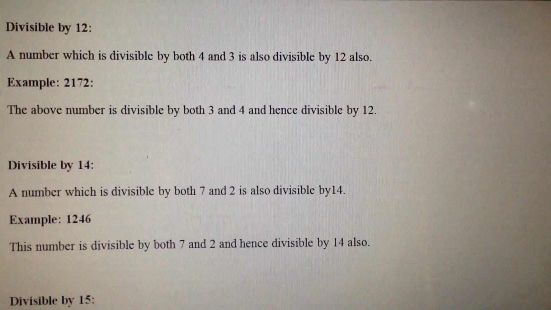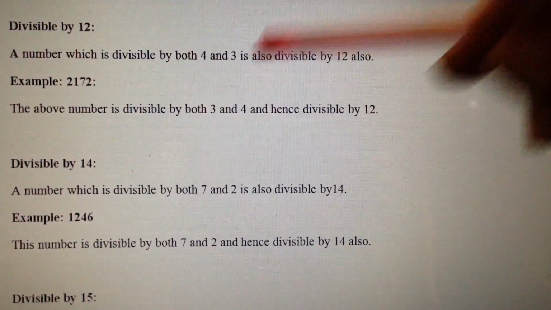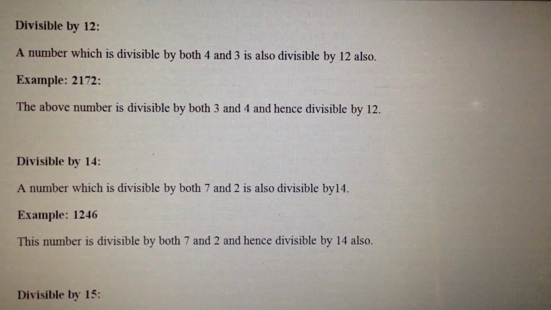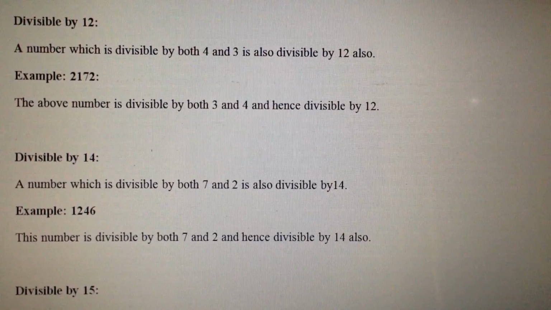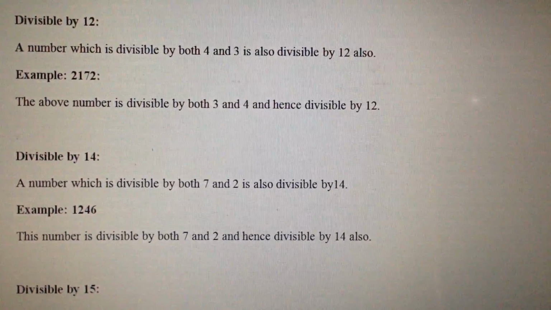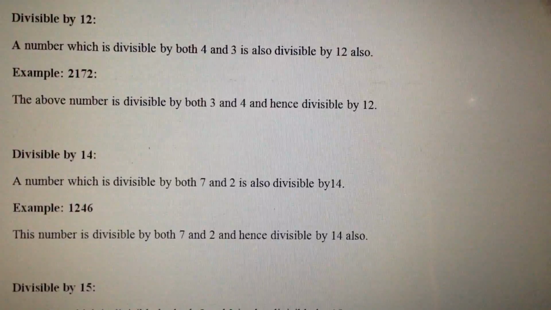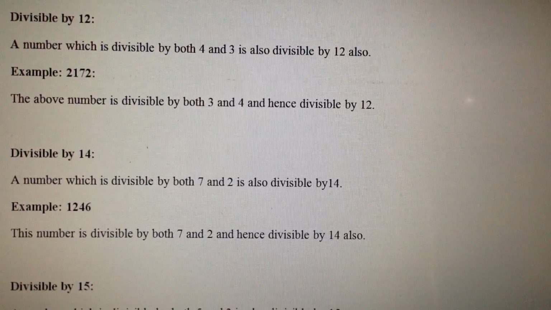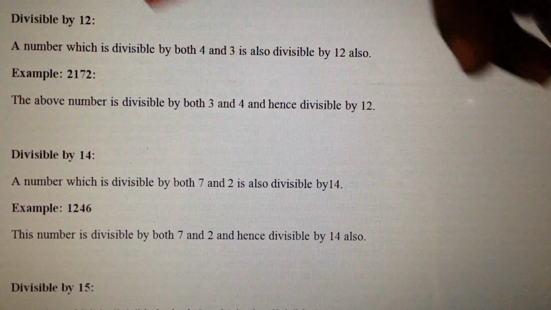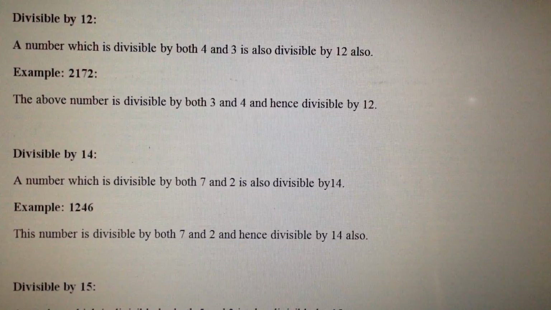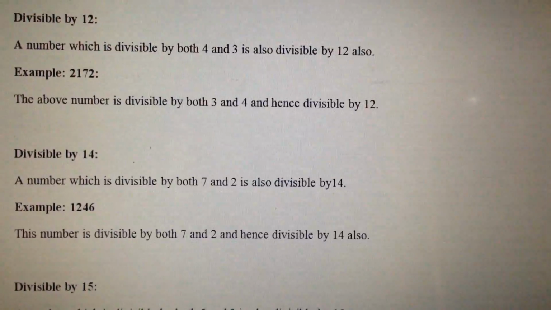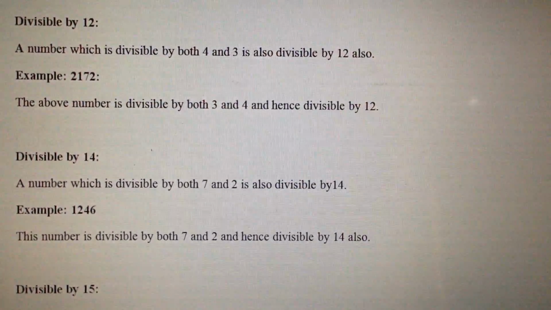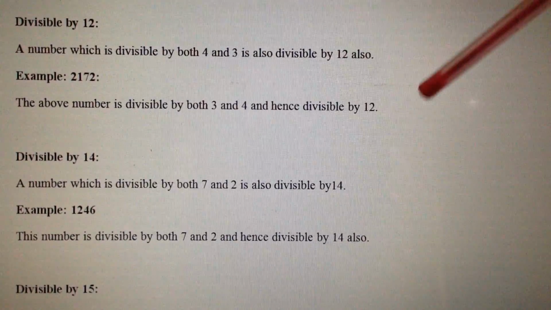Divisible by 12. A number which is divisible by both 4 and 3 is also divisible by 12. Let us take an example. 2172 is the number. This number is divisible by both 3 and 4. We know how to test whether it is divisible by 3 and divisible by 4. We have already dealt with those things. So this number is divisible by 3 and 4. Therefore, the number is divisible by 12 also.